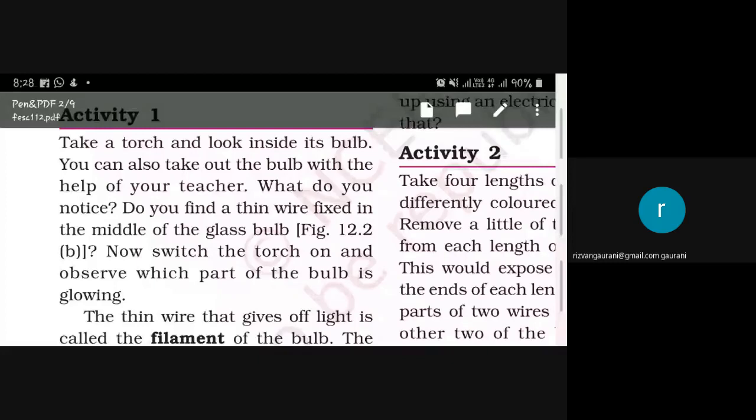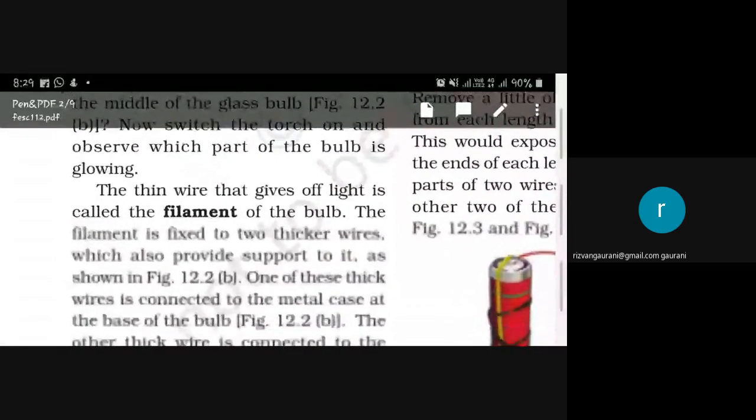Yes, Tanvir Abbas, sure. Take a torch and look inside its bulb. You can also take out the bulb with the help of your teacher. What do you notice? Do you find a thin wire fixed in the middle of the glass bulb? Figure 12.2b. Now switch the torch on and observe which part of the bulb is glowing.